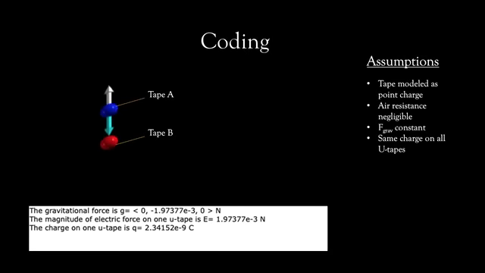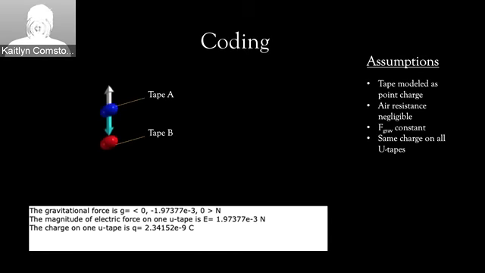I modeled this experiment on GlowScript using spheres to represent the tapes A and B as point charges. This image produced by my code shows the magnitude and direction of the forces acting on tape A, which were the electric force from tape B and the gravitational force. Although only one set of arrows is drawn for simplicity, due to the law of reciprocity, the same force is being exerted on tape B by tape A.